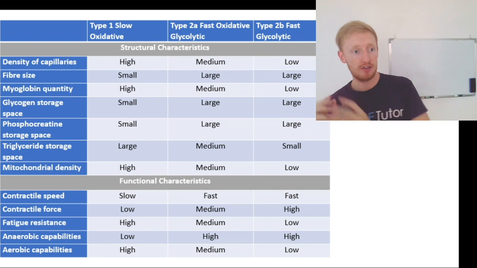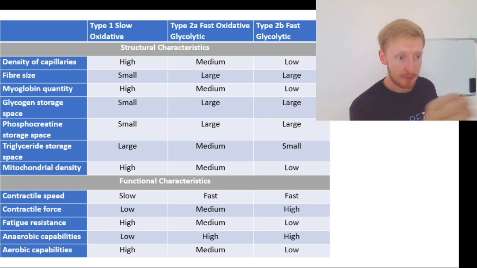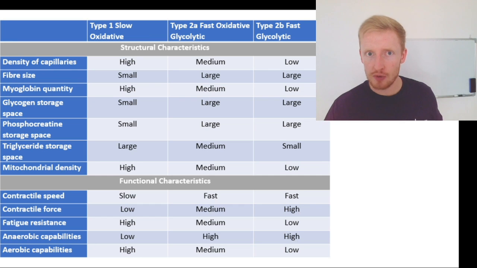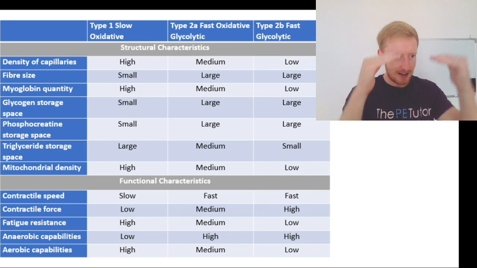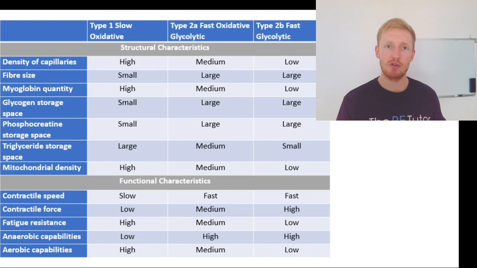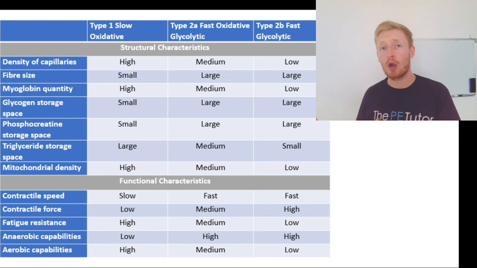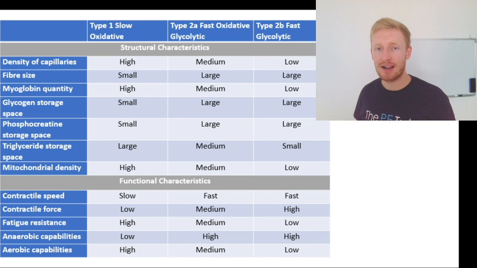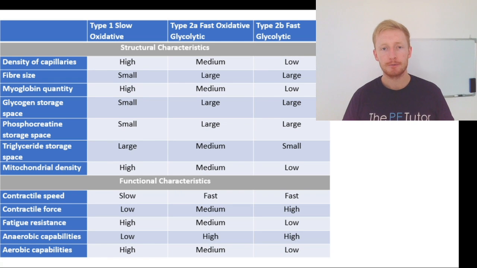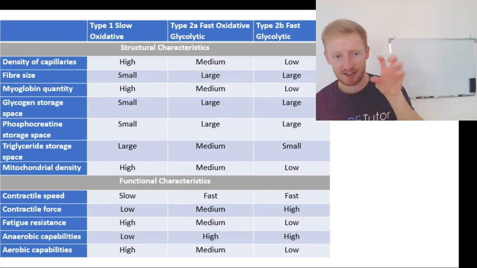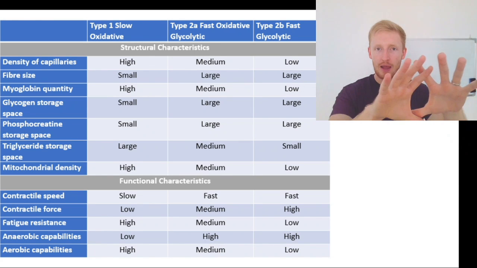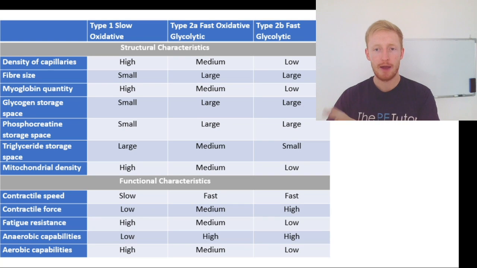Whereas if we look at the other end of the spectrum, which one's got the lowest myoglobin quantity? It's the type 2B, the fast glycolytic, those explosive anaerobic muscles. Let's look at the fatigue resistance. Well, type 2B has the lowest fatigue resistance because it hasn't got the myoglobin to help combat lactic acid production, to access aerobic energy pathways sooner. So that table there is a great tool for you to use just to quickly get a snapshot in one place of how these different muscles compare.